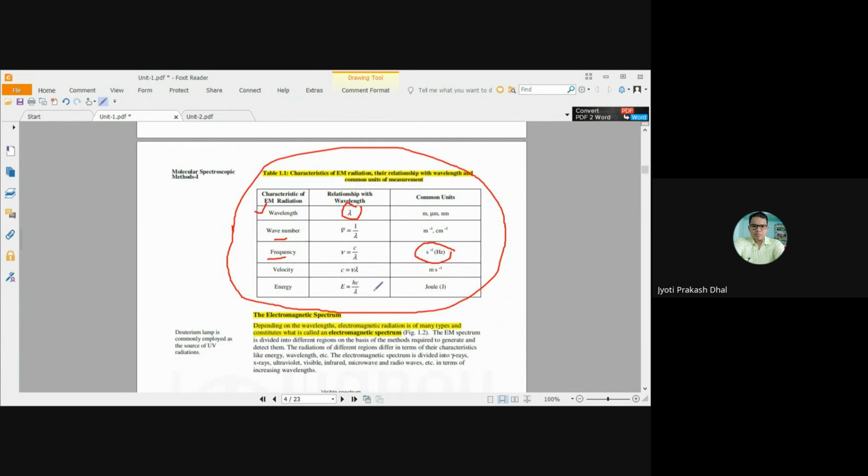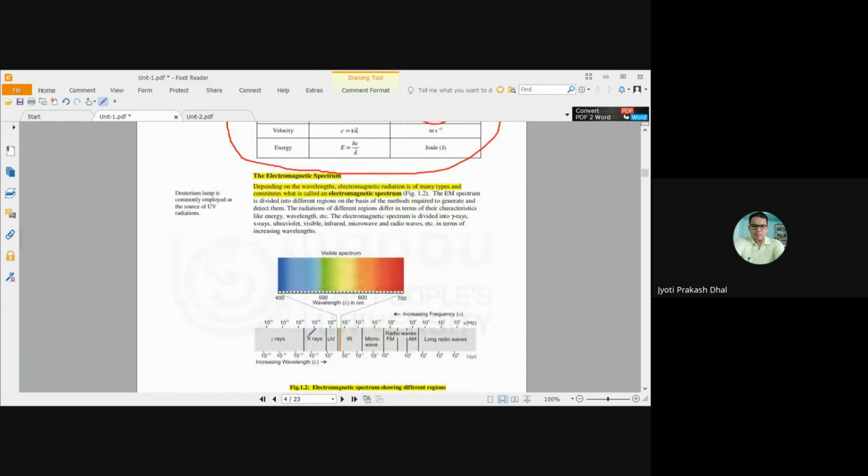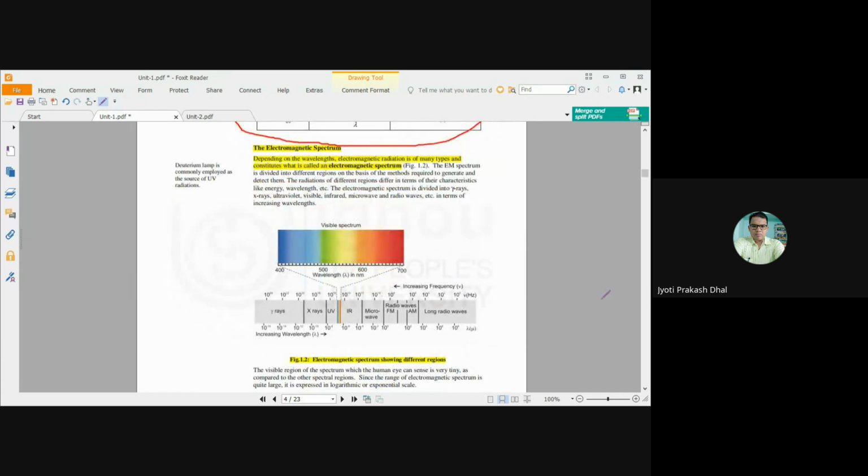Now coming to electromagnetic spectrum. Here we have already discussed that the wavelength of a particular wave is inversely proportional to its frequency. Electromagnetic spectrum means arrangement of different electromagnetic radiations according to increasing order or decreasing order of wavelength or frequency. That means here you can arrange the different electromagnetic radiation according to increasing order of frequency, according to decreasing order of frequency, according to increasing order of wavelength, or according to decreasing order of wavelength. So that is called as electromagnetic spectrum.